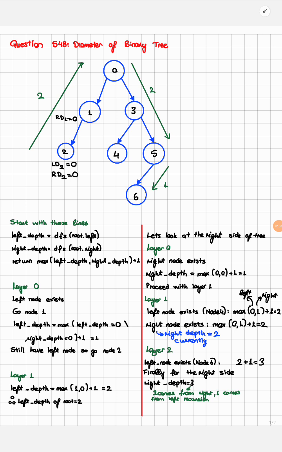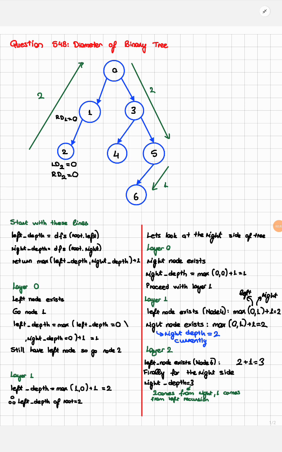Now, let's look at the right side of the binary tree. Again, we start from layer 0. The right node exists, so from 0, the algorithm goes to node 3. In that case, right depth becomes 0 plus 1, which is equal to 1. Afterwards, the algorithm goes to either node 4 or 5. In both cases, the depth becomes 1 plus 1, which is equal to 2.